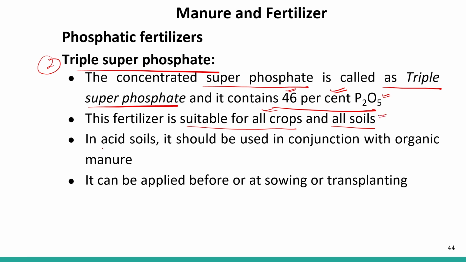In acid soil, it should be used in conjunction with organic manure. If the soil is quite acidic, then we must put some organic manure along with this triple superphosphate. It can be applied before sowing, at sowing, or at the transplanting time.